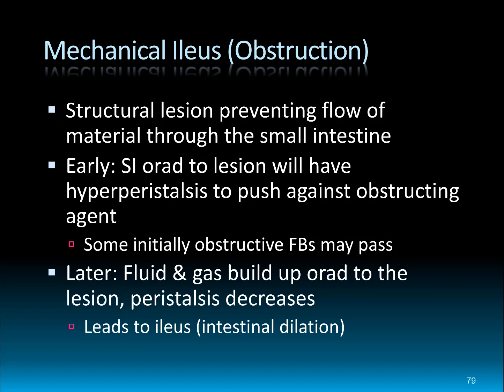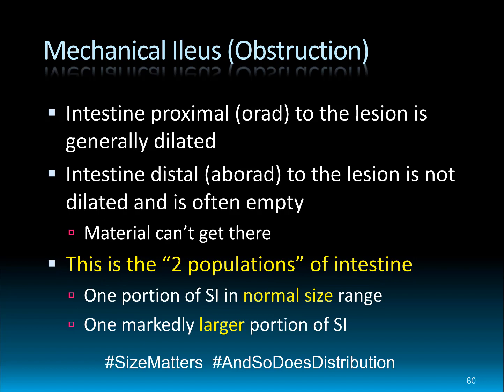However, if the material or the mass doesn't move and continues to cause obstruction, there is going to be fluid buildup and gas buildup ORAD to the lesion, proximal to the lesion, and the peristalsis will ultimately decrease. And that's what we see as ileus, or intestinal dilation. So radiographically, generally speaking, the intestine that's ORAD, or proximal to the lesion, is usually dilated, and the part of the intestine that's distal, or ab-ORAD, to the lesion is not dilated and is usually empty because nothing can get there.